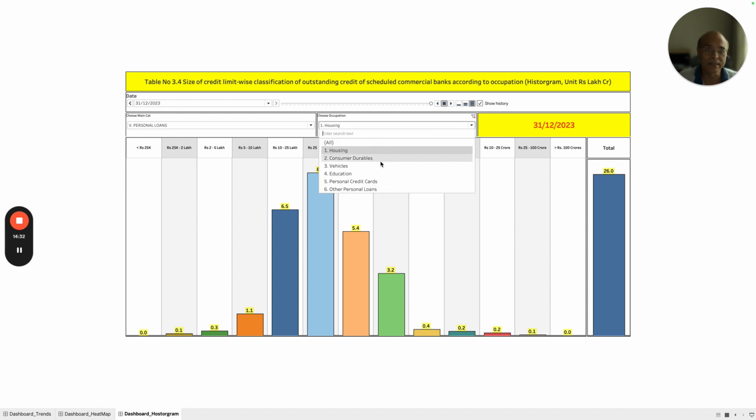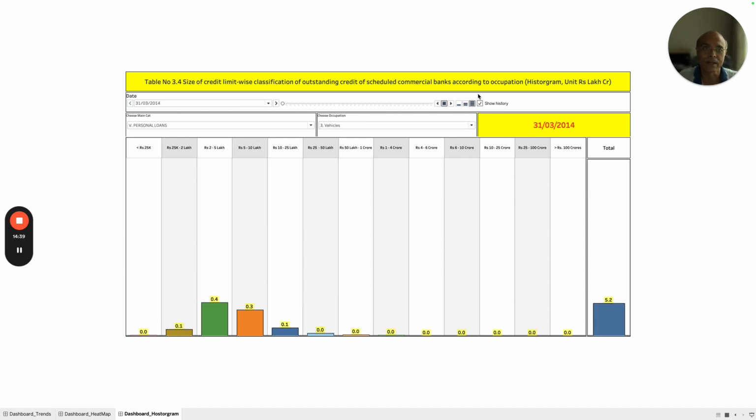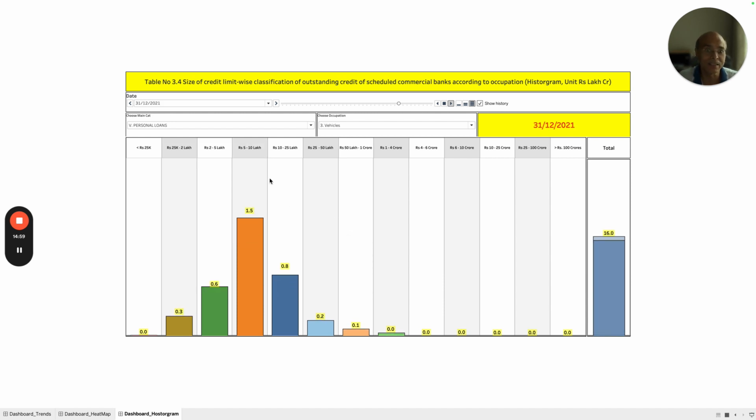Now let's look at another important dimension, which is vehicle. Let's see how the vehicle segment has changed over a period of time. Again, let me run the simulation, which will give a very interesting insight into how the vehicle focus has changed. You can clearly see initially it was between 2 to 5 lakh, right? Now the vehicle loan has mostly been gravitating toward the 5 to 10 lakh bracket. There has been a significant shift. It's not a small shift. It's a huge shift towards the 5 to 10 lakh bracket.